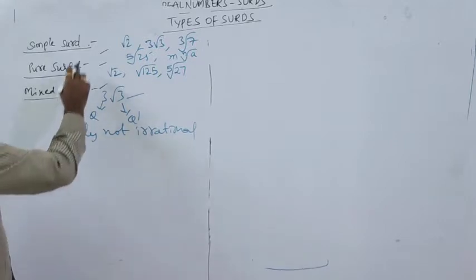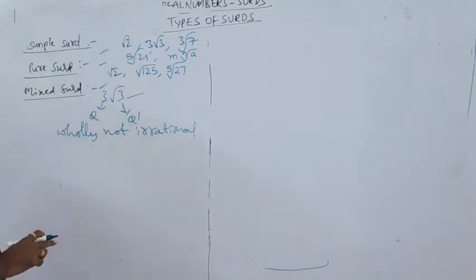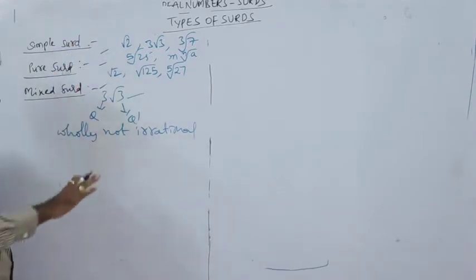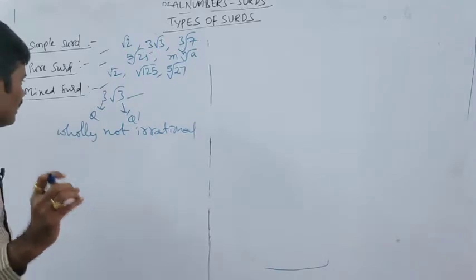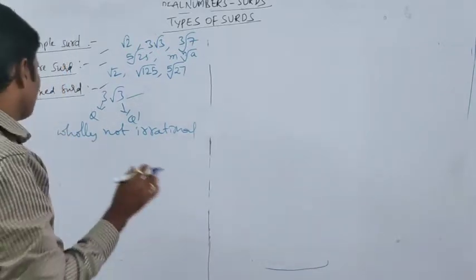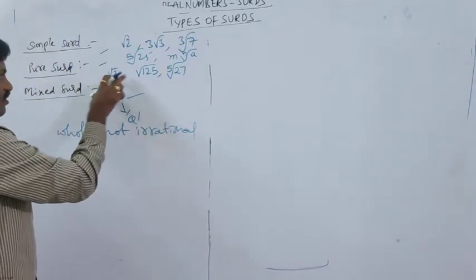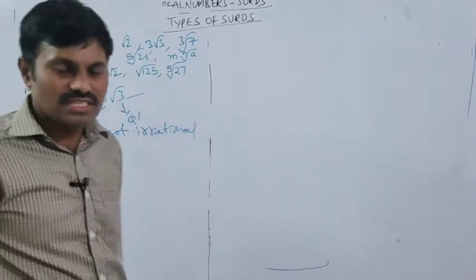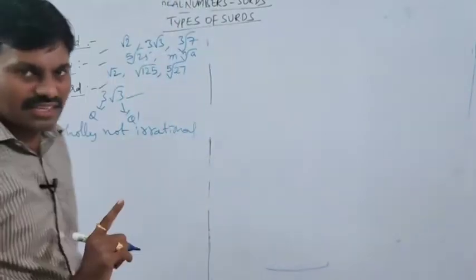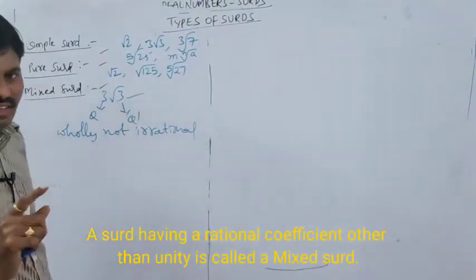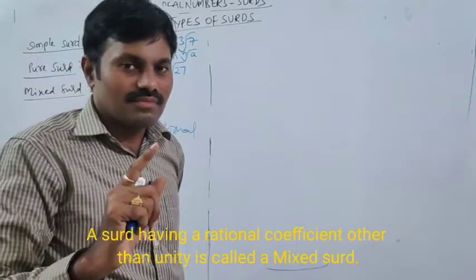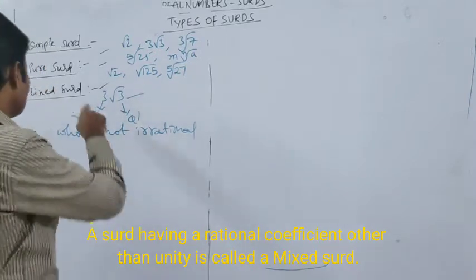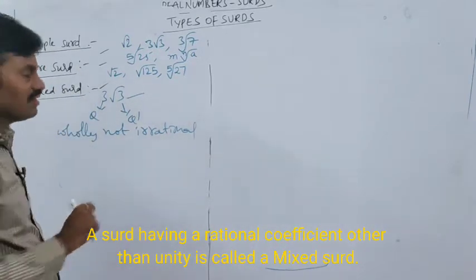And now what is the difference between simple surd and mixed surd here? It is also a single term only. Is there a difference? No, very less. But in pure surd all coefficients are 1 here. The coefficient of all surds is 1 itself. But when you come to mixed surds, the coefficients are not 1, other than unity. Then such type of surds are called mixed surds. So there is a difference between pure surd and mixed surd.